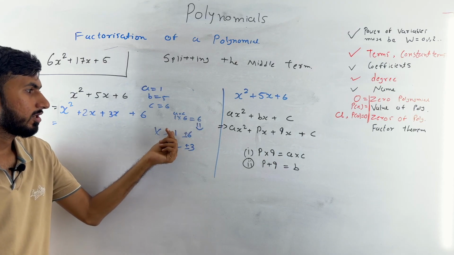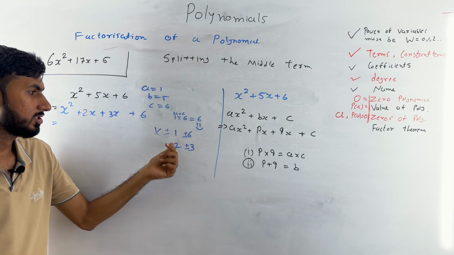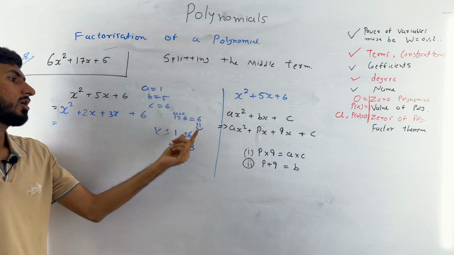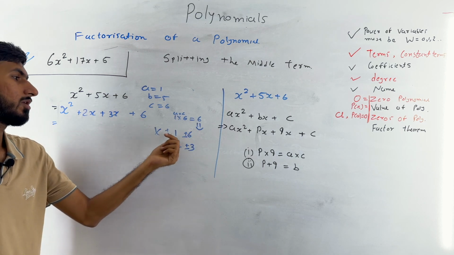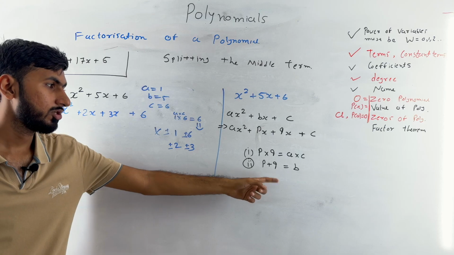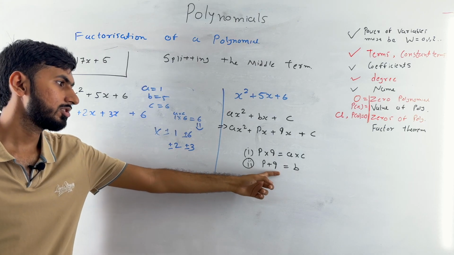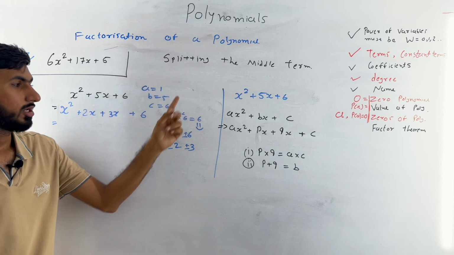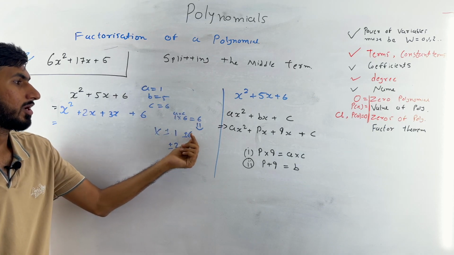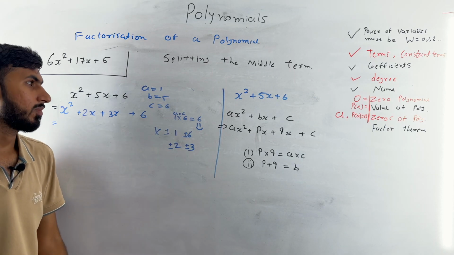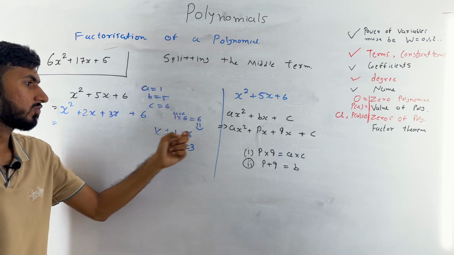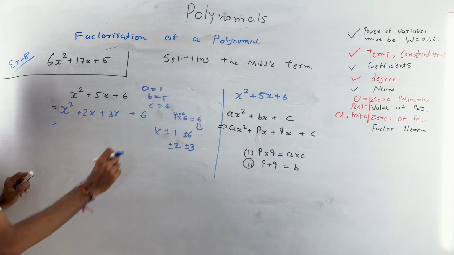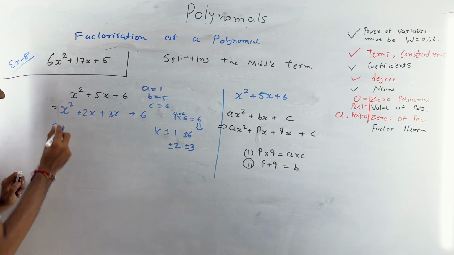So I have written all factors: plus 1 minus 1, plus 6 minus 6, plus 2 minus 2 and plus 3 minus 3. Now if I use 1 and 6, my second criteria should be fulfilled. My second criteria is that the addition of both should be equal to b, right? If I use 1 and 6, my addition is not 5, it will be 7. So I cannot use 1 and 6, so I have used 2 and 3, because 2 plus 3 is equal to 5. Now 2x plus 3x plus 6, right?